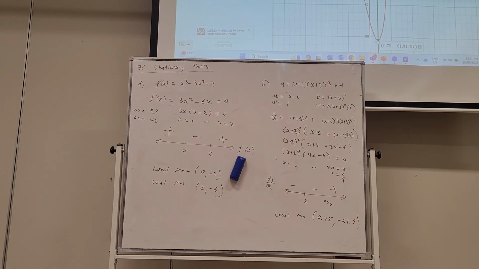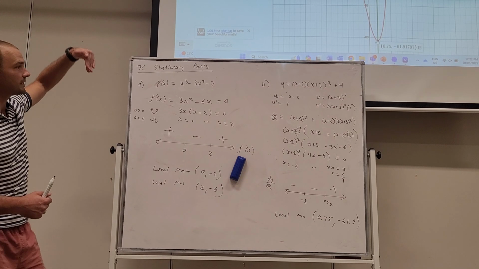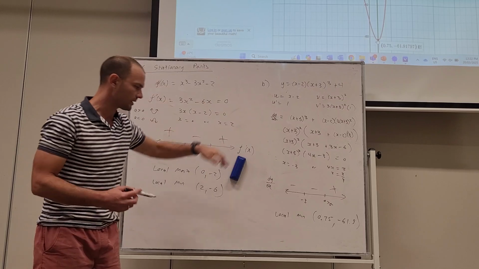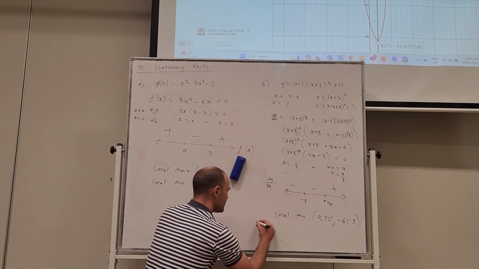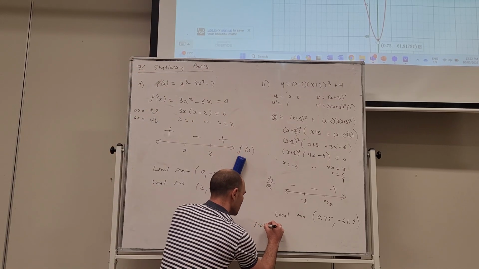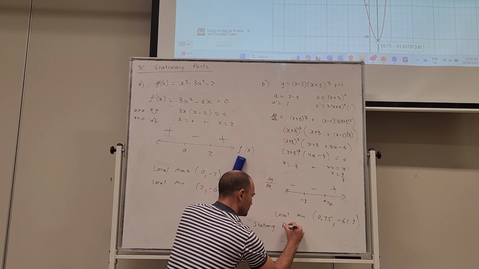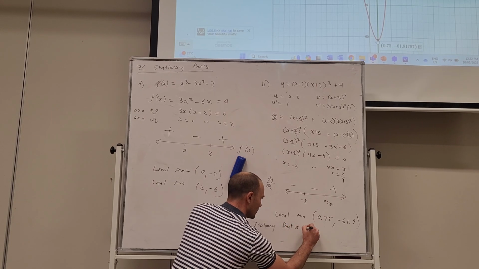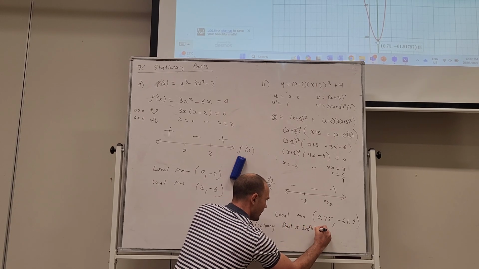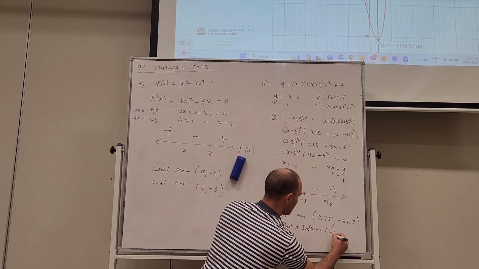So we have a local min here. Now we can see from the original function that it's decreasing, goes horizontal, and then keeps decreasing again. So we know this is a stationary point of inflection. All right, and we know that it occurs at minus 3.